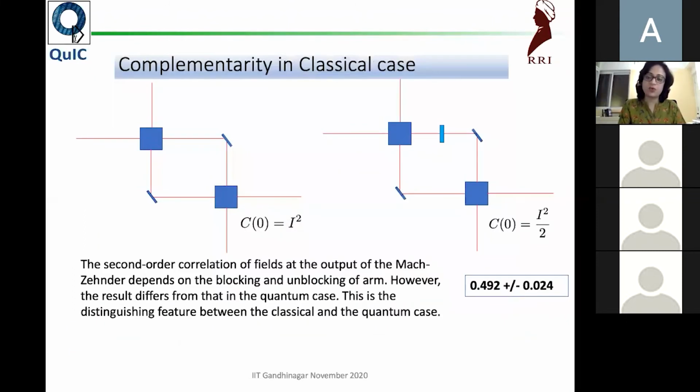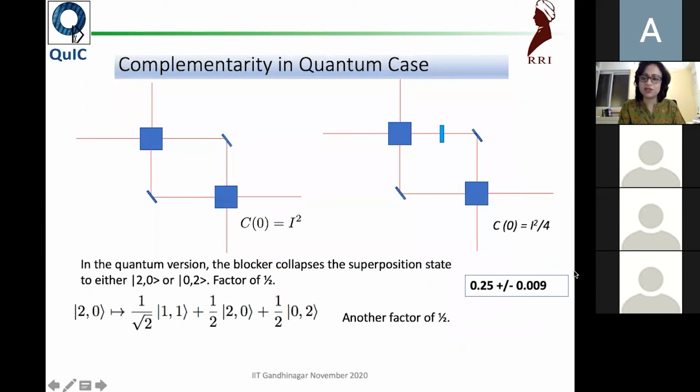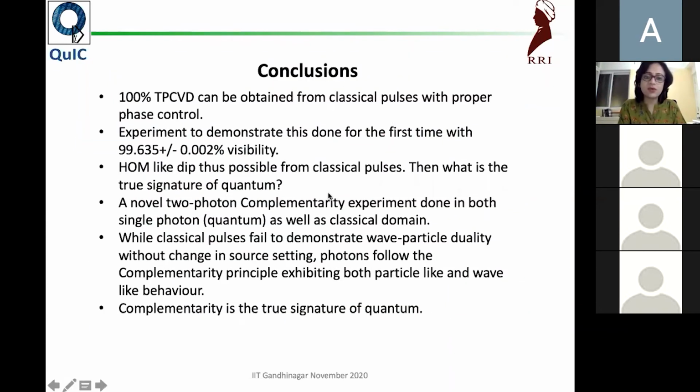Okay. I'll skip the details here, but essentially these numbers indicate that that is what we have found. And so the conclusion is that we have done this experiment. We've shown that we can actually get 100% Hong-Ou-Mandel visibility with quantum. But that is not the end of the story. If you do a complementarity experiment, we fail to demonstrate wave-particle duality without changing source setting for the classical, whereas in quantum we can. So complementarity is a true signature of the quantum.